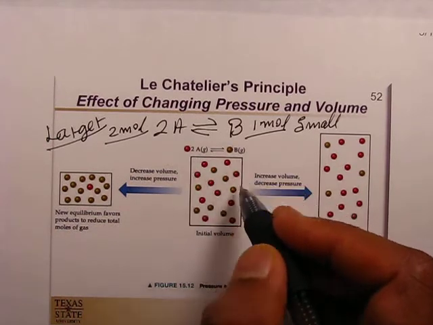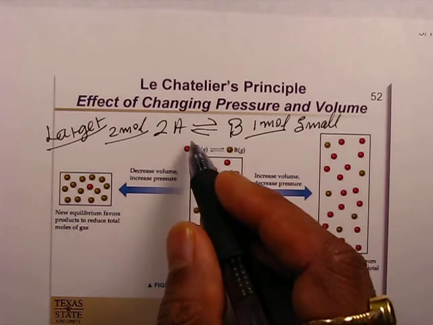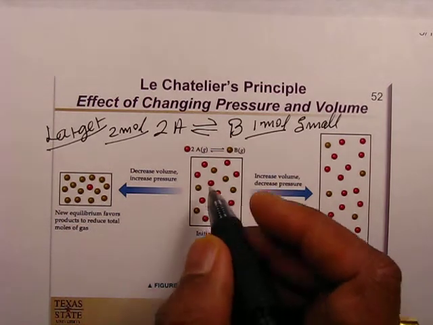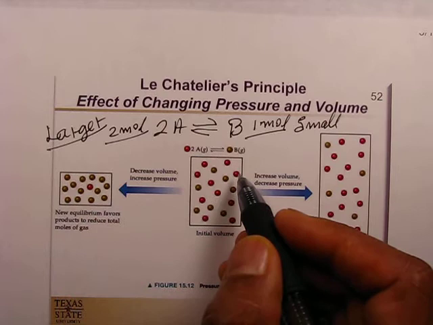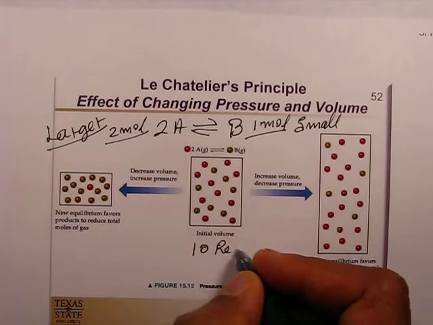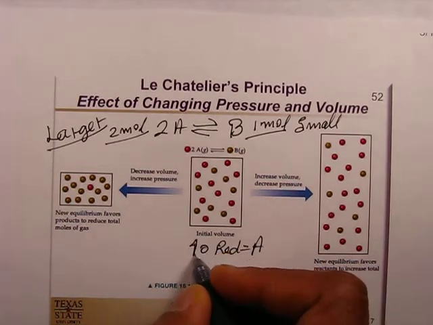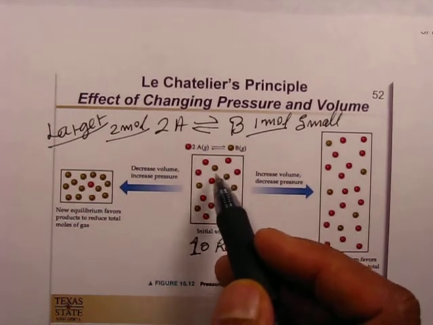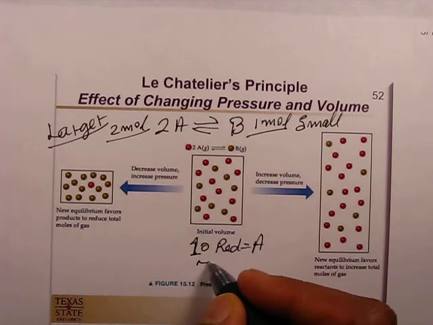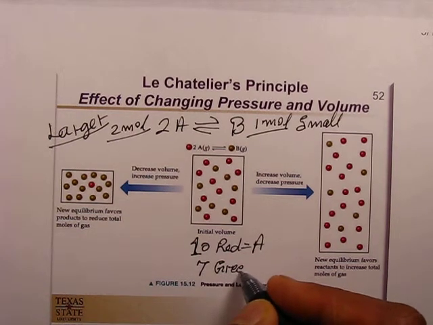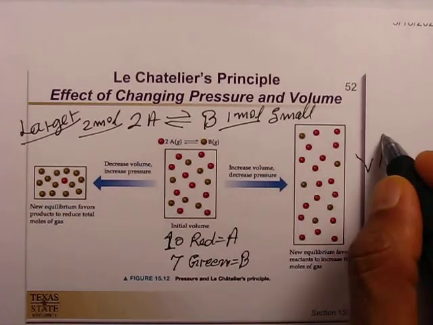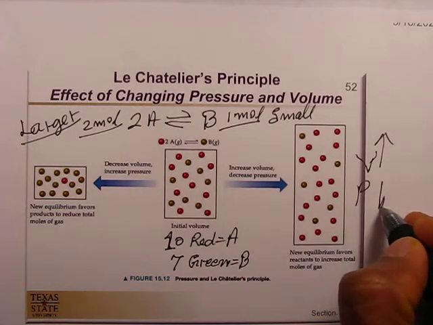So here you can see this reaction is in this container, where red balls represent the 2A and the green balls represent the product B. If we count the total, 1 2 3 4 5 6 7 8 9 10, so there are 10 red balls equal to A, and 1 2 3 4 5 6 7, 7 green balls representing the B.